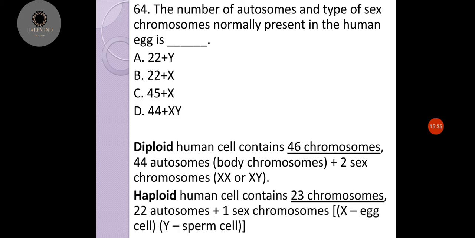Now, a human egg cell is a haploid cell. So, when we say haploid, it means there are only 23 chromosomes. 22 of that are autosomes and 1 sex chromosome. It is X if it is coming from the egg, and Y if it is coming from the sperm cell. Now, our question is asking about the egg cell. So, our answer here is 22 plus X. 22 autosomes, and then 1 sex chromosome from the egg cell, which is the X.